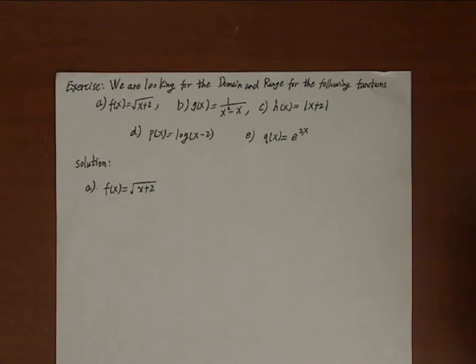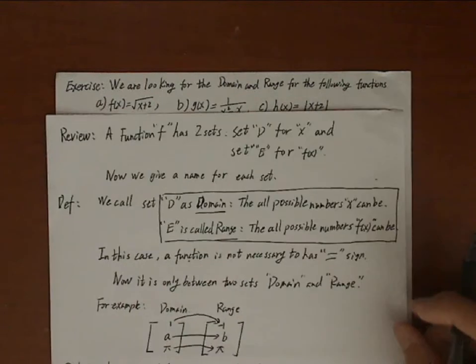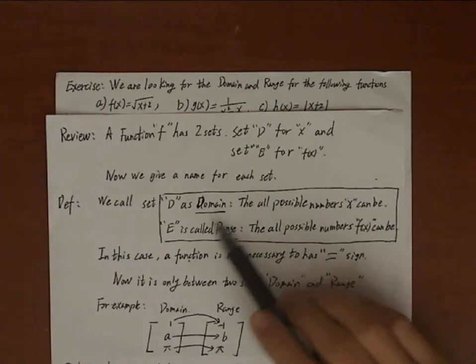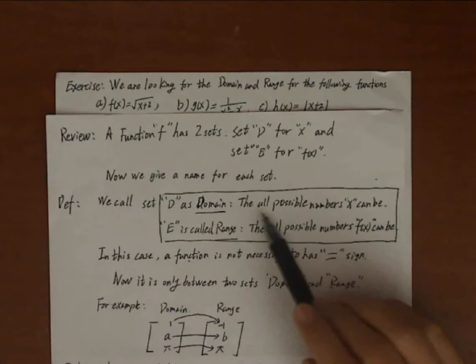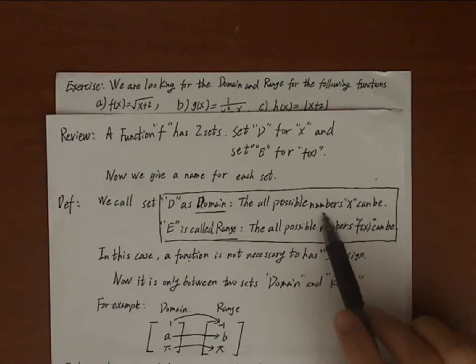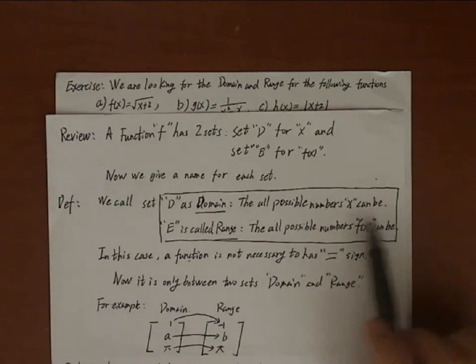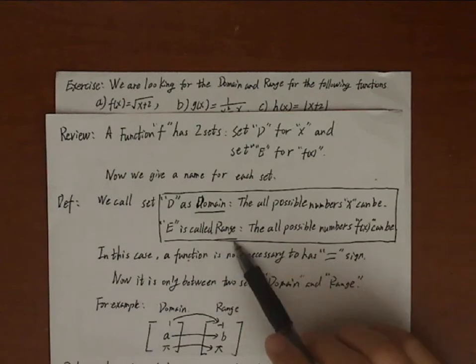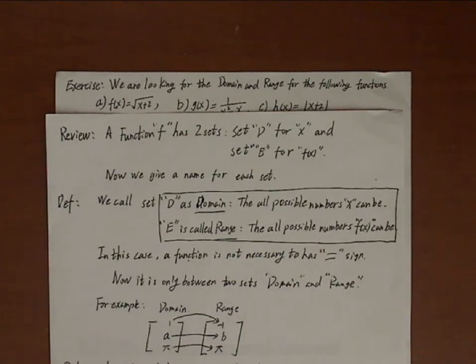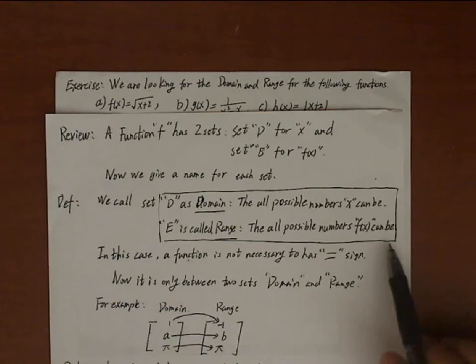Last time we talked about function, domain, and range. If you remember, the domain is a set of numbers, which is all possible numbers that x can be, and the range is all the possible numbers that f(x) can be.